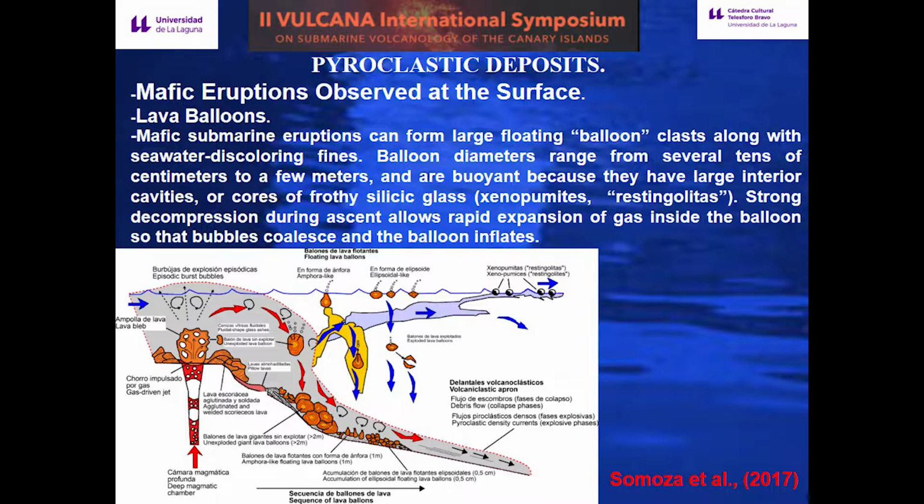Well, another type of mafic eruption observed at the surface is the formation of lava balloons. Mafic submarine eruptions can form large floating balloon clasts along with seawater discoloring fine ash. Balloon diameter ranges from several tens of centimeters to a few meters and they are buoyant because they have a large interior cavity or a core of frothy silicic glass, xenopumice or restingolite. Strong decompression during ascent allows rapid expansion of gas inside the balloon so that bubbles collapse and the balloon inflates.